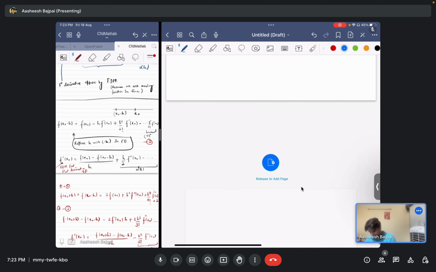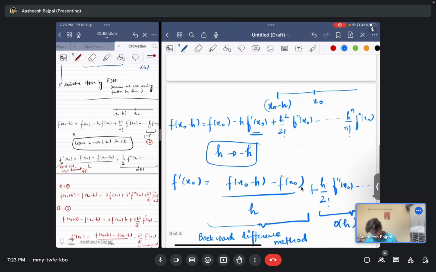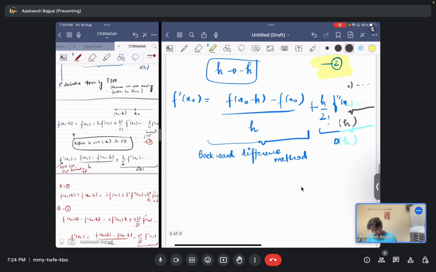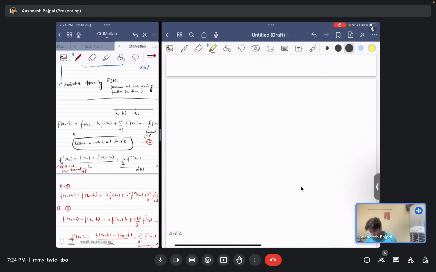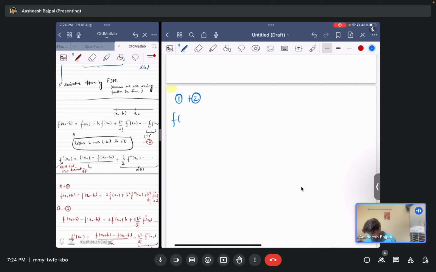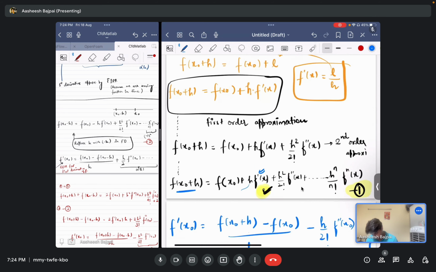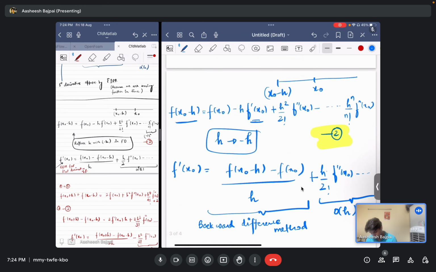Let's go for it. Okay, so this is equation number 2. I have given you the name. Equation number 2. Okay, and we know equation number 1, we know equation number 2. Now let's add 1 plus 2, which is f(x naught plus h) plus f(x naught minus h) equal to 2 f(x naught). So f(x naught plus h) is this, equation number 1. f(x naught minus h) is this, equation number 2.